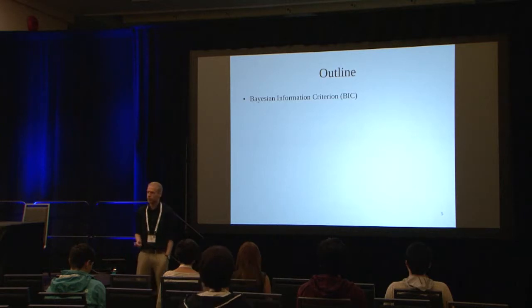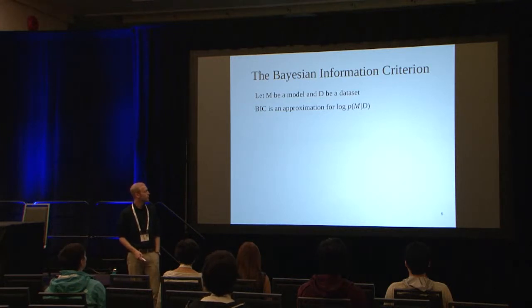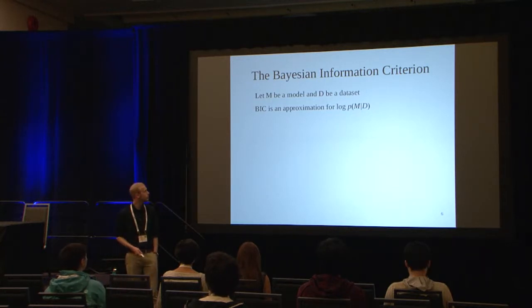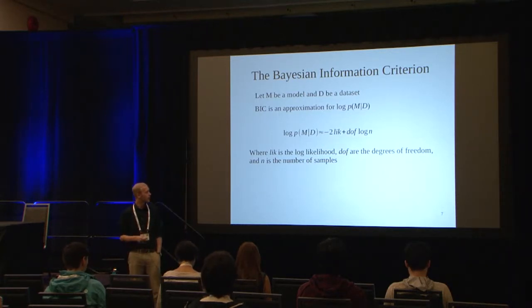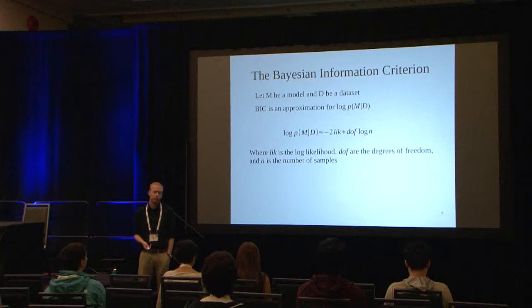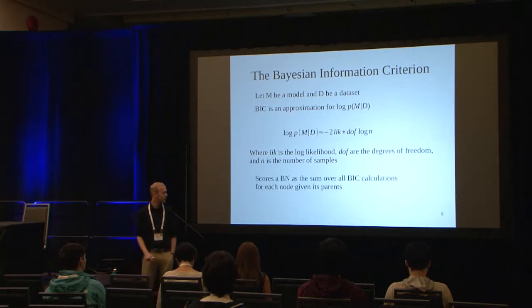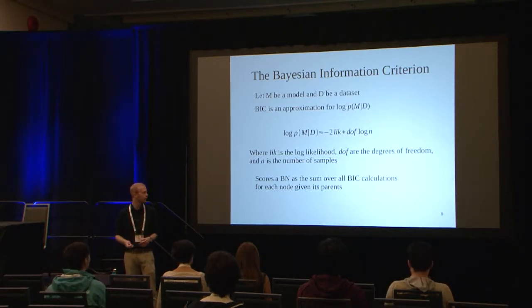So the Bayesian information criterion is a criterion often used for model selection, which approximates the log probability of a model M given some data D. It can be approximated using the Laplacian method for integration as -2 times the log likelihood of a model plus the degrees of freedom times log n, where n is the number of instances in your data. To score a Bayesian network using this, we can sum over BIC calculations for all nodes given their parents. So we'd fit a model for each node given its parents, calculate BIC, and sum over all of those.